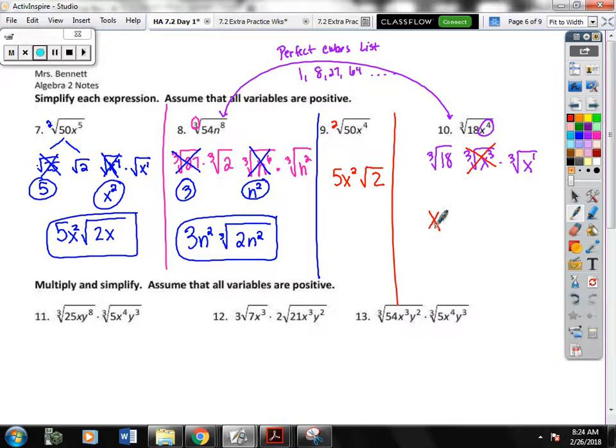Now, quite a few of you, when I was walking around, you didn't write the index in your answer. So if you have x square root 18x, it's technically not right, because it's a cube root. So just make sure that you do copy down the index that was given to you in the problem. Just the cube root.